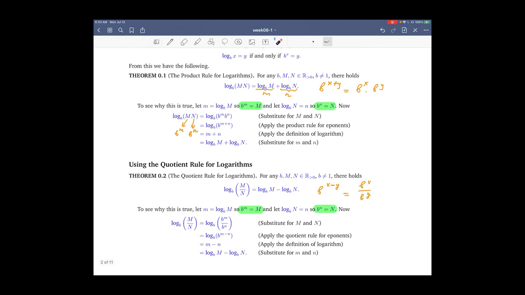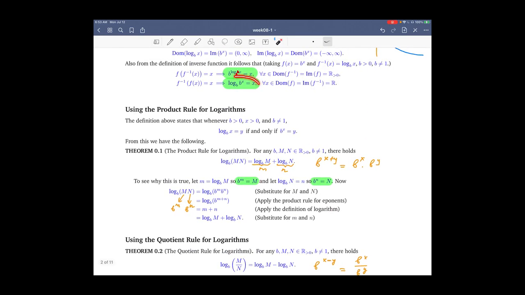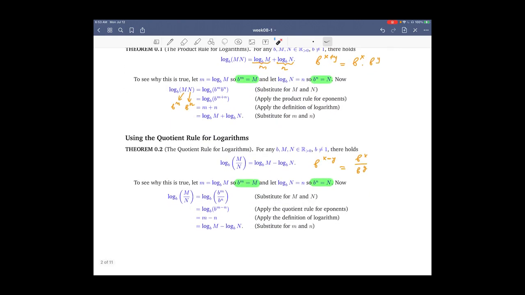Now again, from line 2 to line 3, we use that identity, that log base b of b to the power x is simply x, where instead of x, I have m minus n. And if I now replace m minus n by how they were defined, this is m and this is n, I get the desired result.